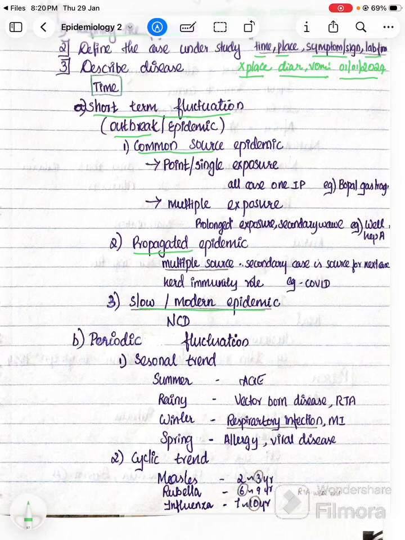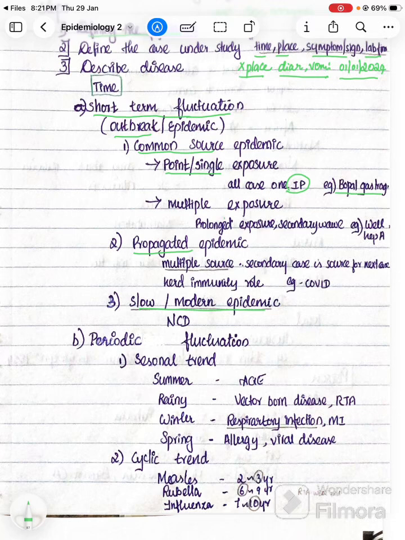Point or single exposure common source epidemic: all the cases will have a single incubation period. There will be one source. Example, the Bhopal gas tragedy. At the same time, they all got injured by that gas.